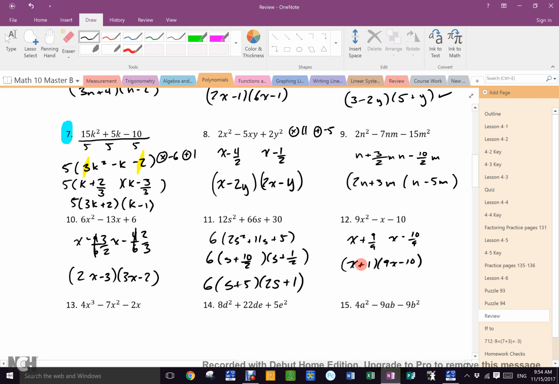Now again, does that order matter? No. Do those positive and negative signs matter? Yes. I can't mix up the positives and negatives, but I can switch the whole binomial, because 5 times 2 is the same as 2 times 5. Everybody's cool with that? That's why you always check at the end.